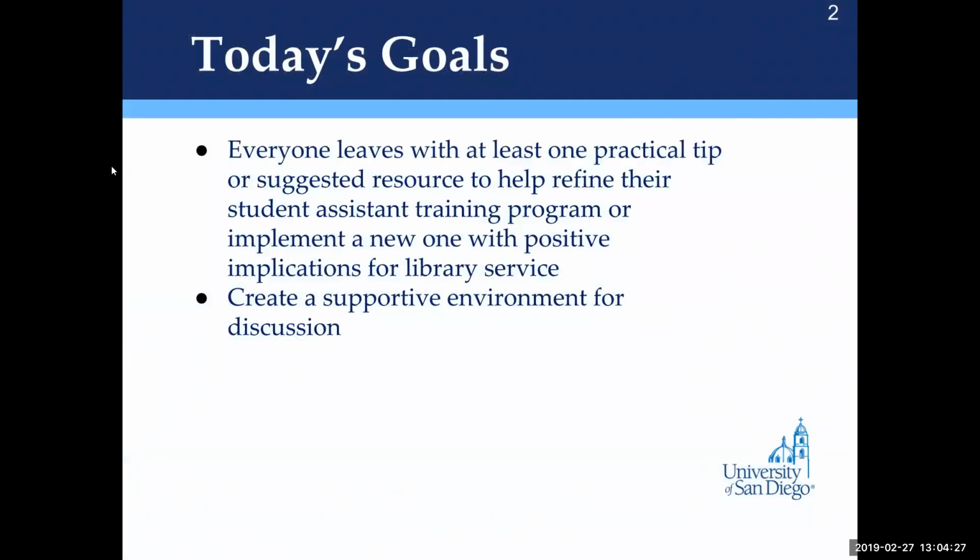So the goal for today, there's really two of them. First of all, that everyone leaves with at least one practical tip or suggested resource to help you refine your program or implement a new one with positive implications for library service.